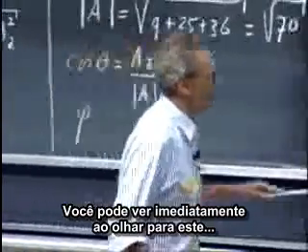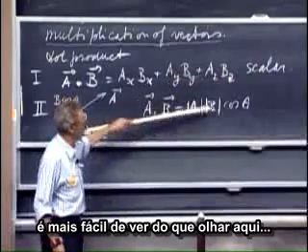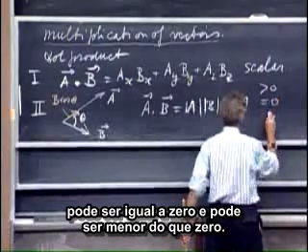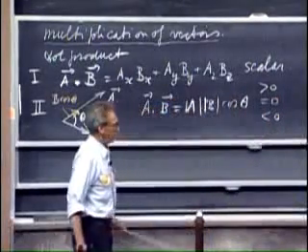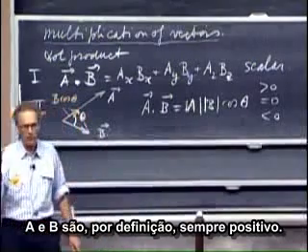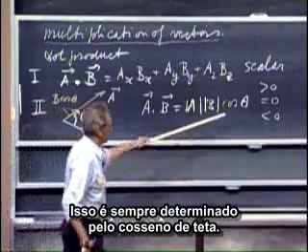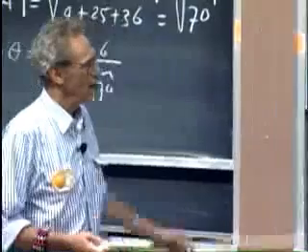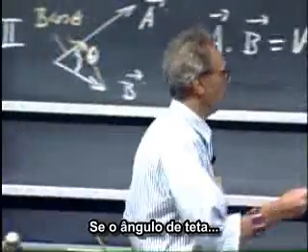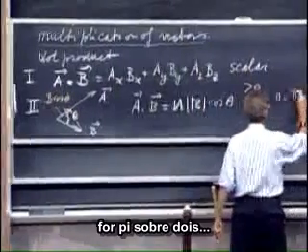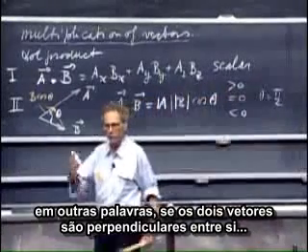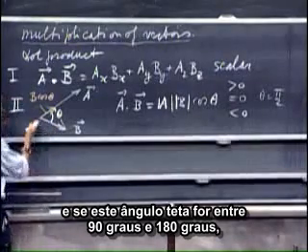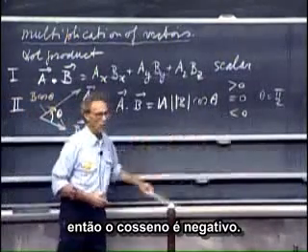You can immediately see by looking at this, it's easier to see than looking here, that the dot product can be larger than 0, it can be equal to 0, and it can be smaller than 0. A and B are, by definition, always positive. They are the magnitude. But so it's determined by the cosine of theta. If the cosine of theta is larger than 0, well, then it's larger than 0. The cosine of theta can be 0. If the angle theta is pi over 2, in other words, if the two vectors are perpendicular to each other, then the dot product is 0. And if this angle theta is between 90 degrees and 180 degrees, then the cosine is negative.